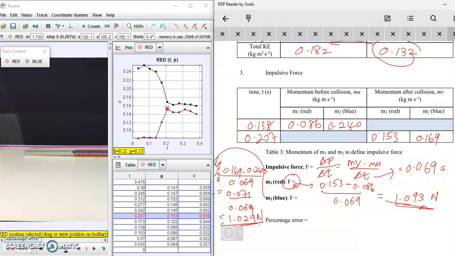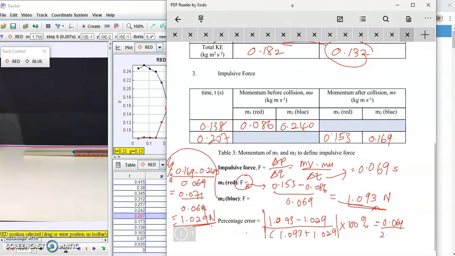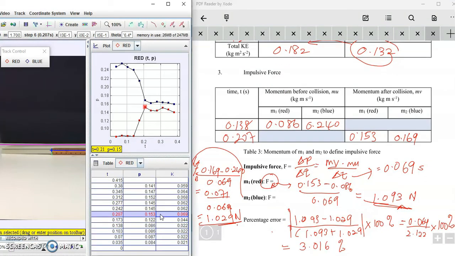Now we want to find the percentage error for the impulsive force for both cars. So the answer will be 3.016% of error. So that's all for now.